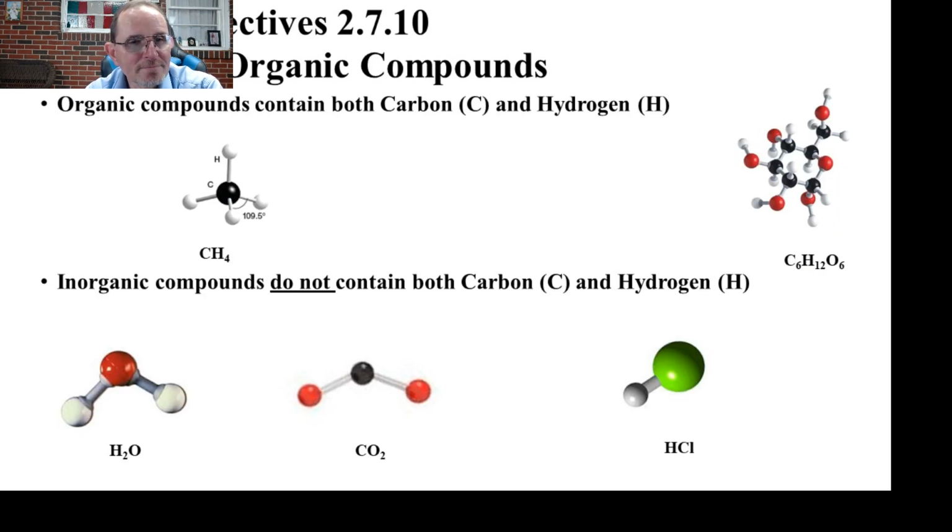There's methane. These guys are equally spaced, and we're not going to go too much into that. That's C6H12O6. I don't know if you guys can see, but this forms a six-sided ring. That's glucose, that's blood sugar. There's the water. There's the carbon dioxide, a little bit bent, but not much.